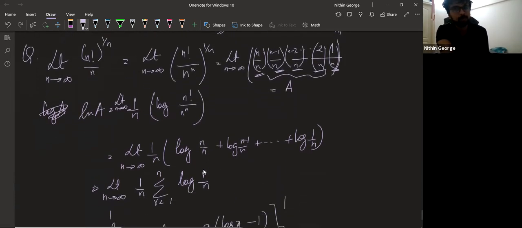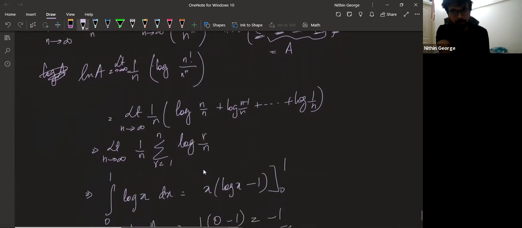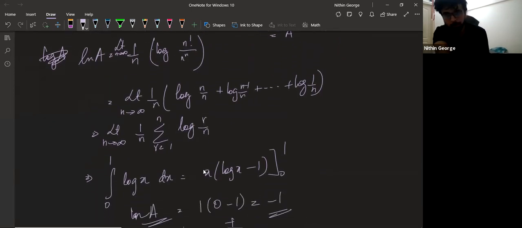It was tougher only because of that product part. Once you see a product, what do you do? You convert it to log. Simple. After that, this problem becomes cake.